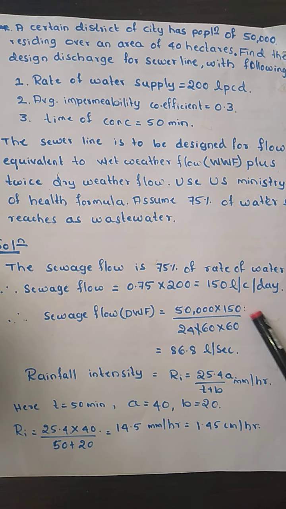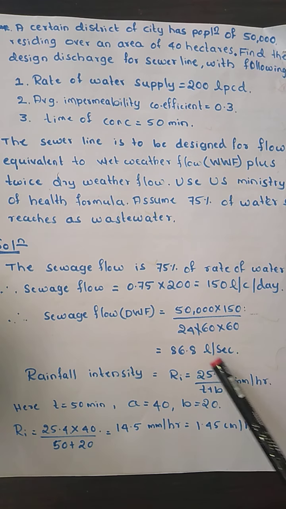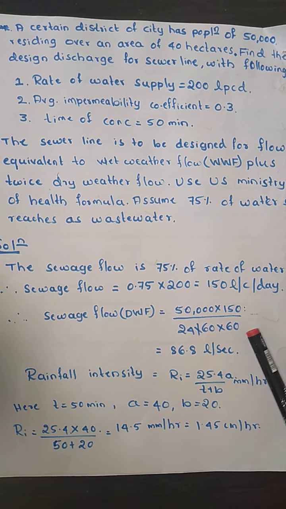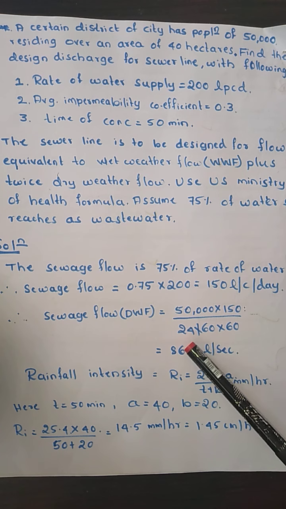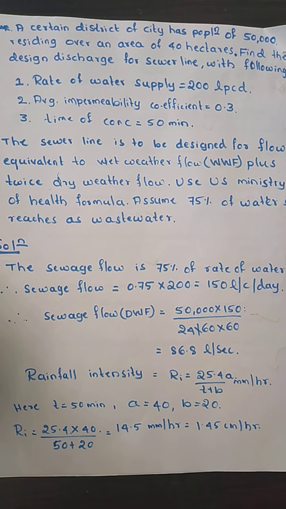But we have to convert this day into liters per second. So one day has 24 hours, 1 hour has 60 minutes, and 1 minute has 60 seconds. So the total sewage flow per second into the sewer, that is the dry weather flow, is around 86.8 liters per second. This dry weather flow is nothing but the waste generated from human beings.